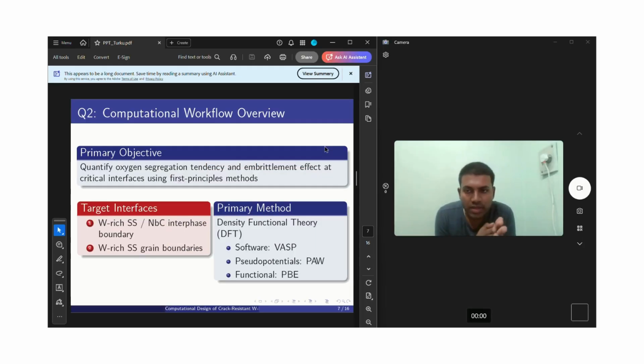The objective includes quantifying oxygen segregation tendency and embrittlement effect at the critical interface using first principles methods. My primary method is density functional theory. My software is VASP. My pseudopotential is projector augmented wave. My functional is the PBE exchange-correlation functional. My target interface includes the tungsten-rich solid solution and the niobium carbide interface boundary.